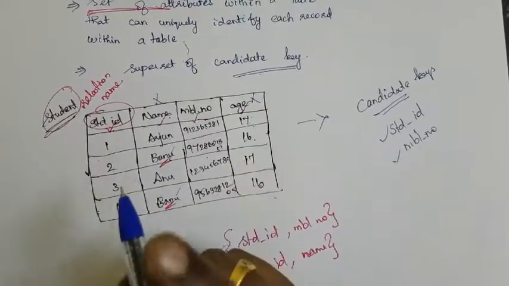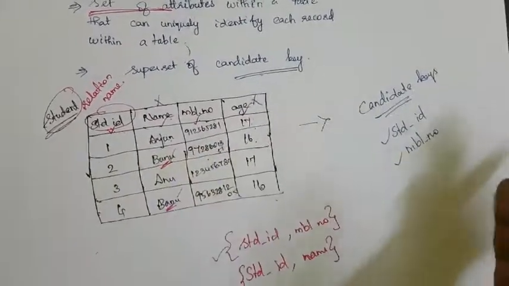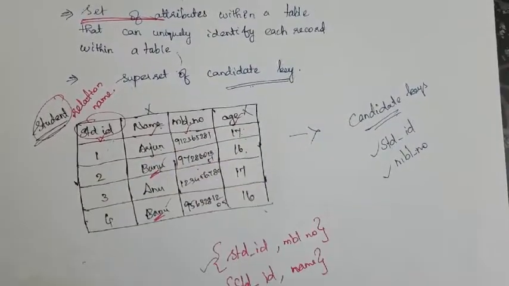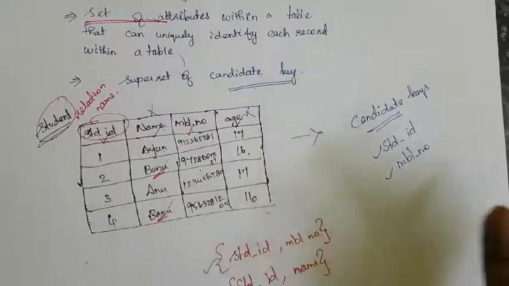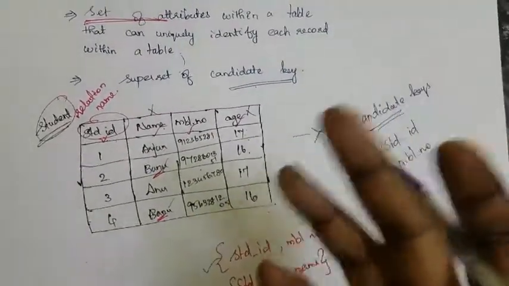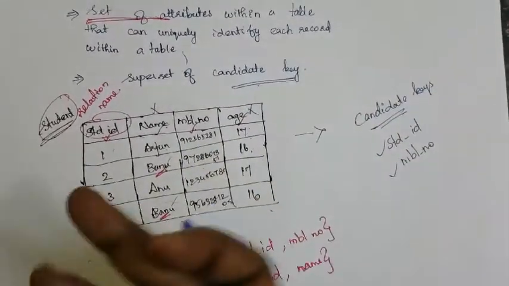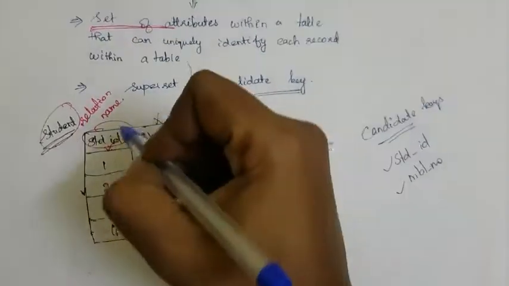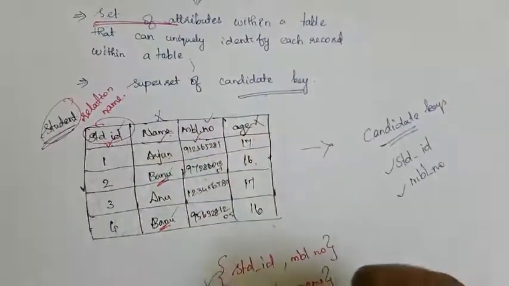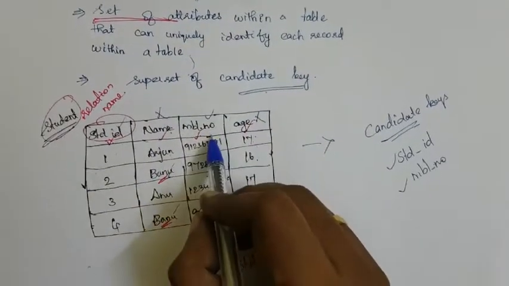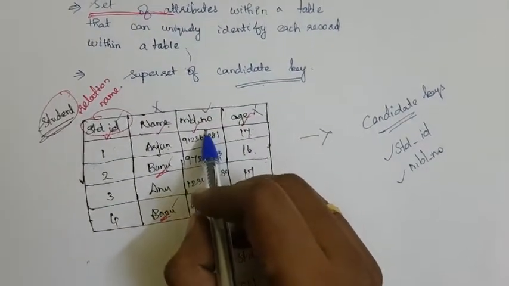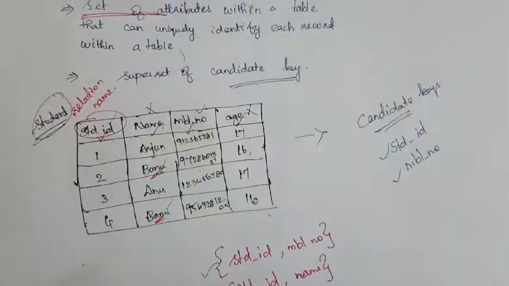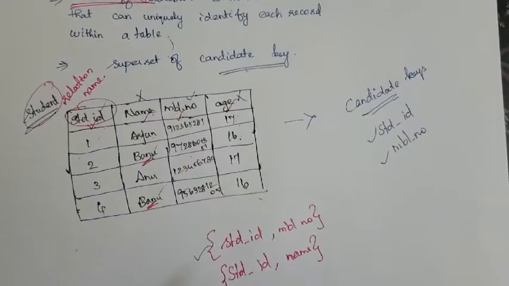And the next condition: it is possible to have multiple candidate keys in the relation. Multiple candidate keys will be there. More than one key will be considered as a candidate key. For example, if you take this relation, here we have two candidate keys. One is student ID and another one is mobile number. So there is a possibility. We may get more than one key as a candidate key in a relation.